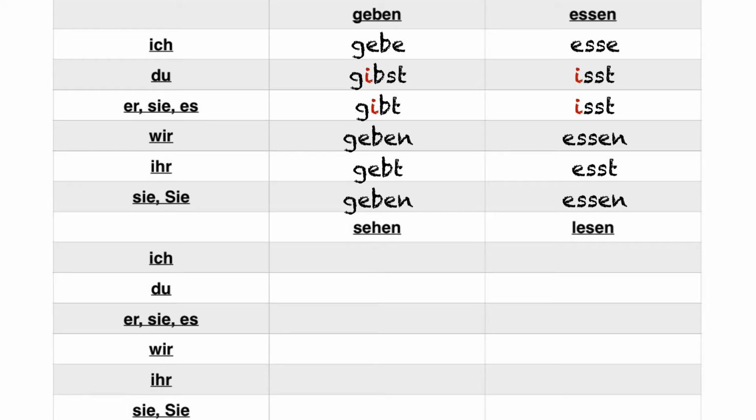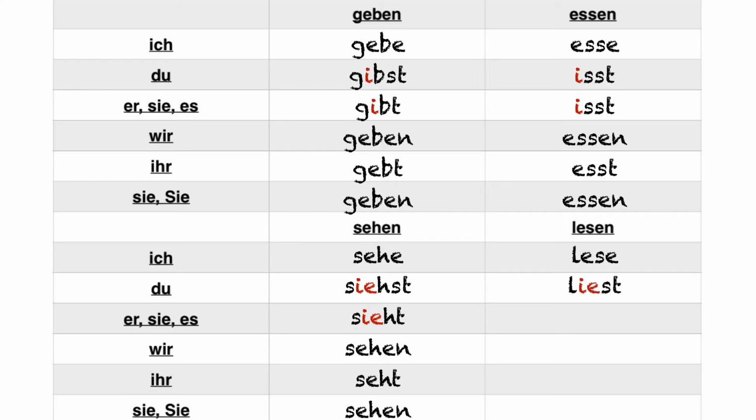The third category that we're going to be talking about today is an E to an IE change, and that is in the verbs sehen and lesen. So for sehen we have ich sehe, du siehst, er sie es sieht, wir sehen, ihr seht, sie sehen. Again, notice that we have an IE in the du form and the er sie es form. Sehen means to see. Lesen is the verb to read, and so we have here ich lese, du liest, er sie es liest, wir lesen, ihr lest, sie lesen.